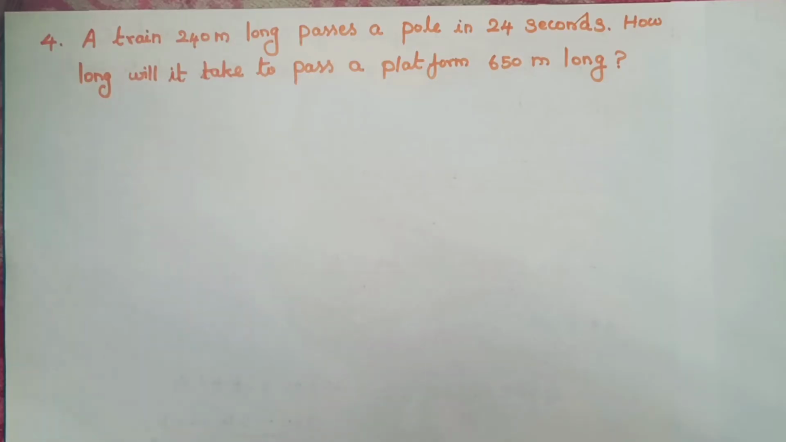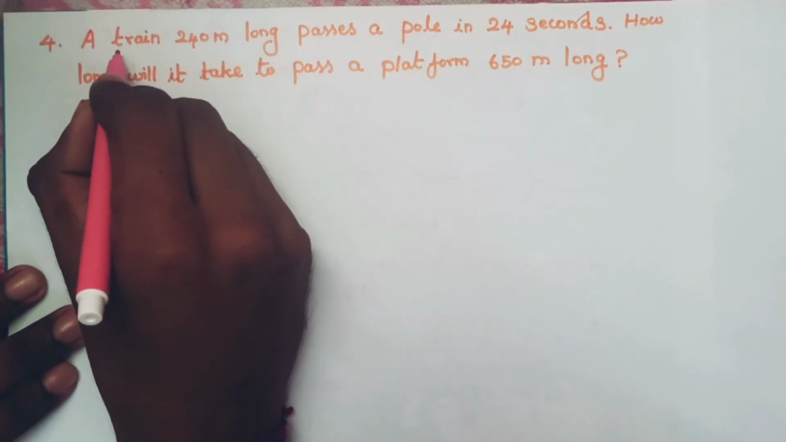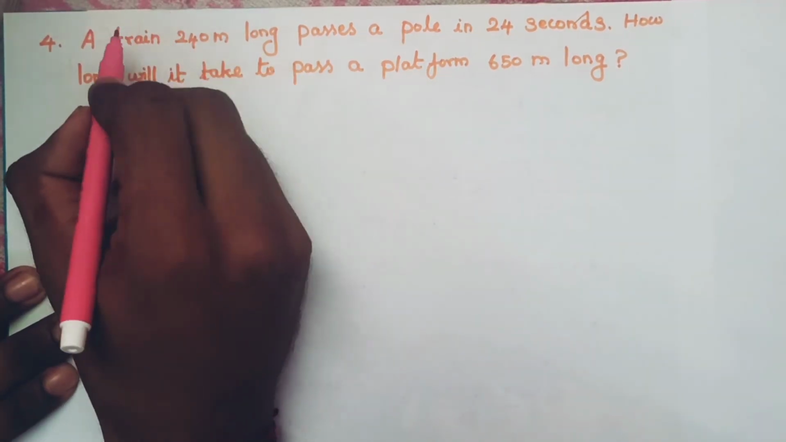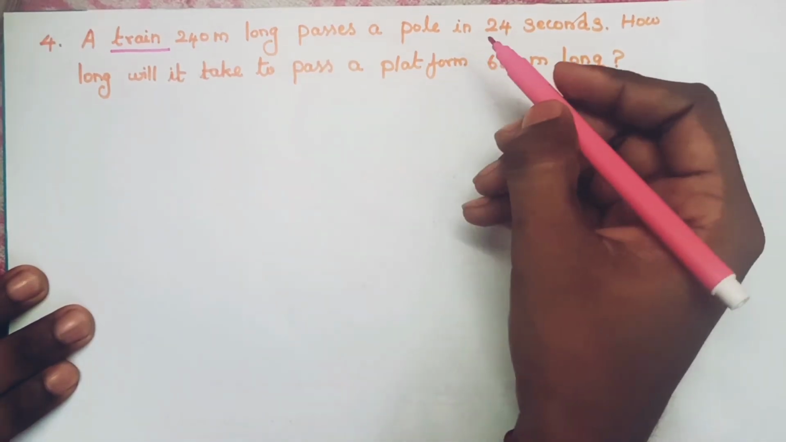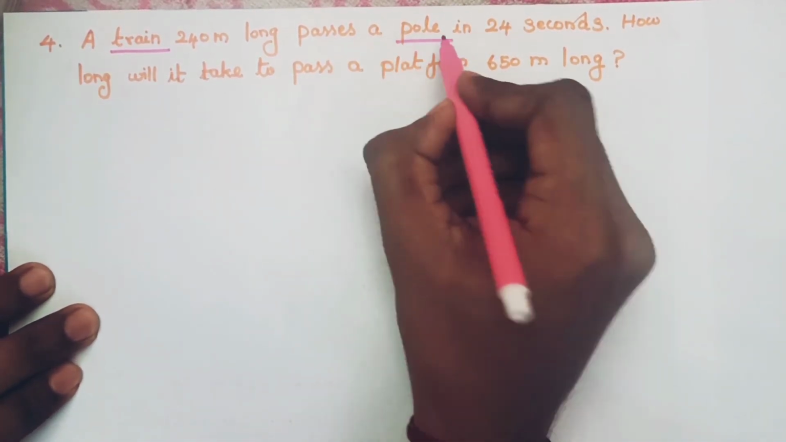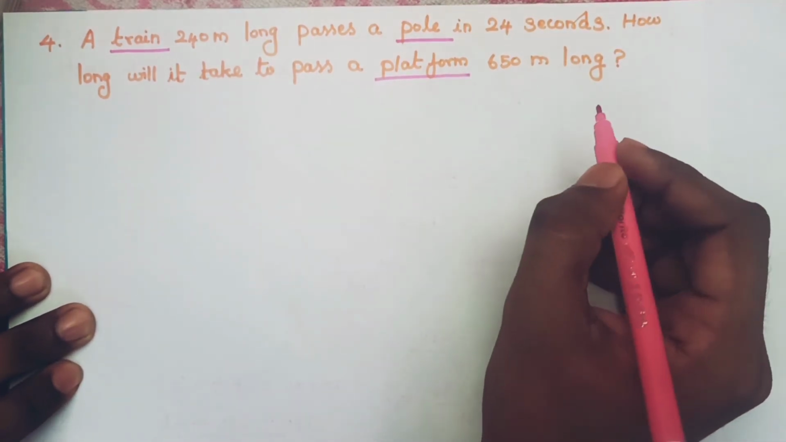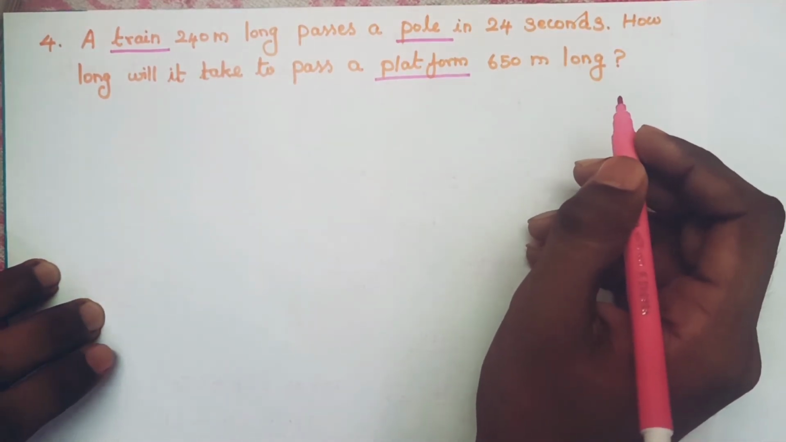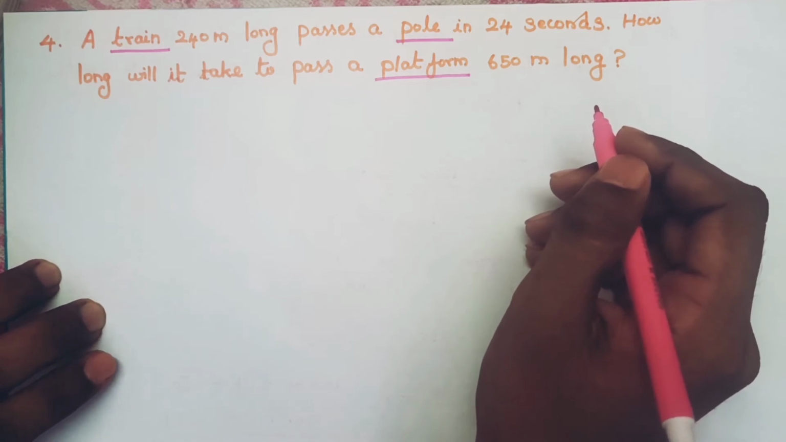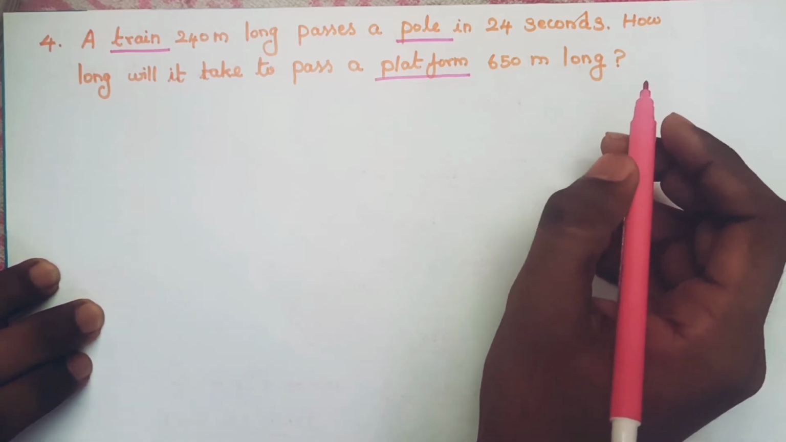Question number 4. A train 240 meter long passes a pole in 24 seconds. How long will it take to pass a platform 650 meter long? You have to be conscious while reading this question because we have 3 keywords here. The train is one of the keywords, another one is a pole, and another one is a platform. In the question they have mentioned both the methods, line method and point method. You have to split the question into 2.